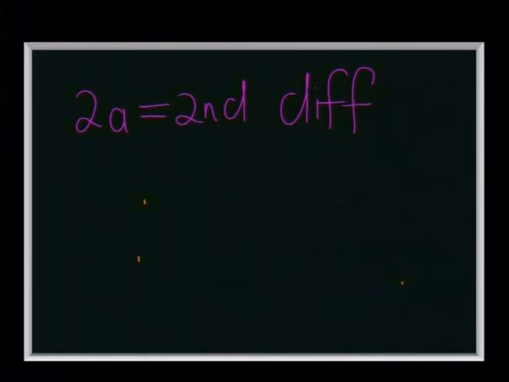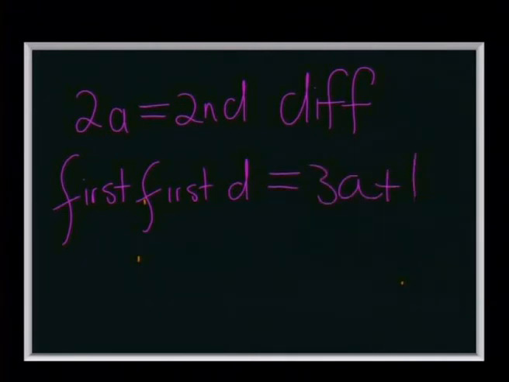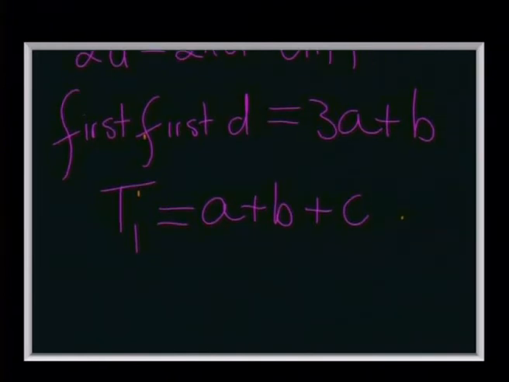And then say that the first term in that row of the first differences is 3a plus b, and that the actual first term of your series, term 1, is a plus b plus c. So that can also be used quite effectively to calculate the general term.